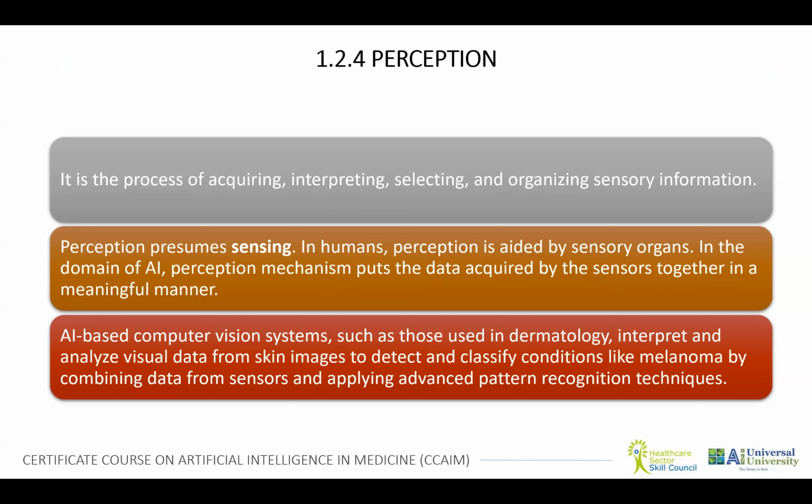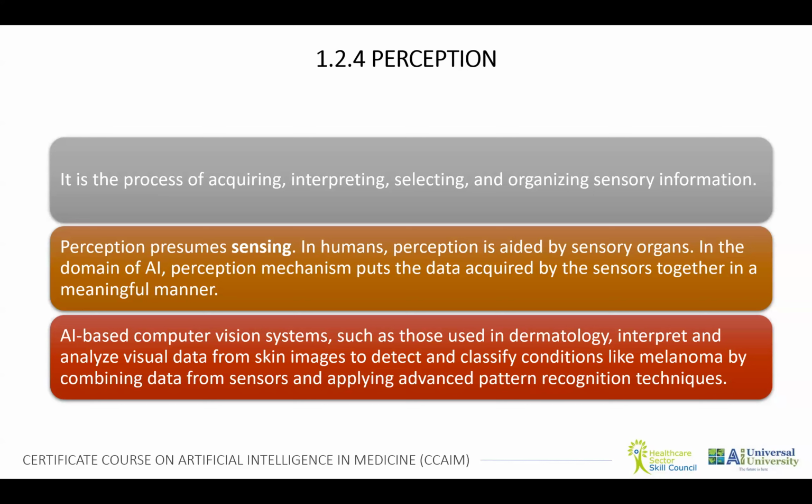The next part of intelligence is perception. Again, what is perception? The process of acquiring, interpreting, selecting, and organizing sensory information. Now, humans can perceive, we know this very well, with the help of our sensory organs. In the domain of AI, the perception mechanism puts the data acquired by the senses together in a meaningful manner. So there should be senses and there is data. And when the data is in the senses, then it's going to be able to give you a good perception of things.